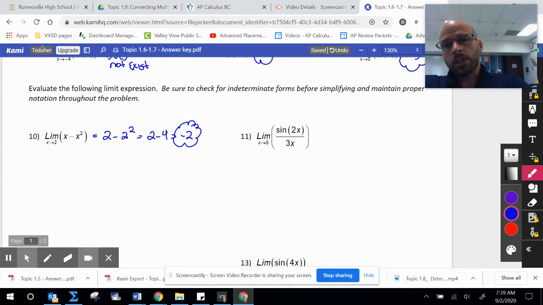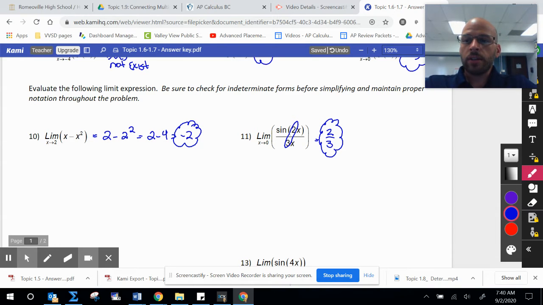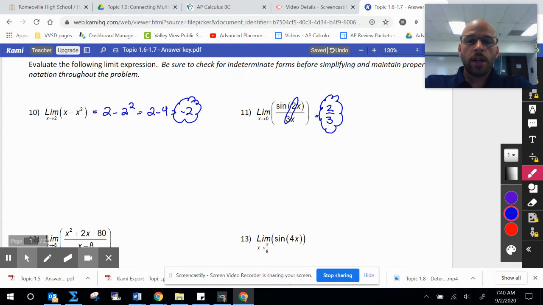Okay. For number 11, if you take a look at the trig notes, anytime I have the sine of a linear expression over another linear expression, it's going to be the ratio of those coefficients. So that's going to give me 2/3. Now, the important note here, please make sure that x is approaching 0 when you use that little trick or that little shortcut. It's very, very important that we do that.